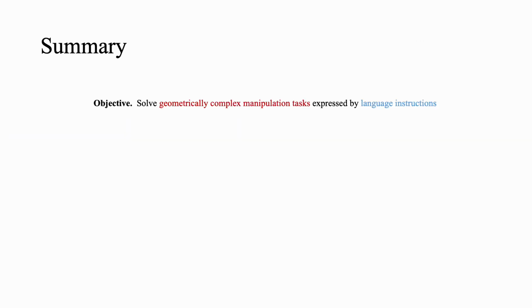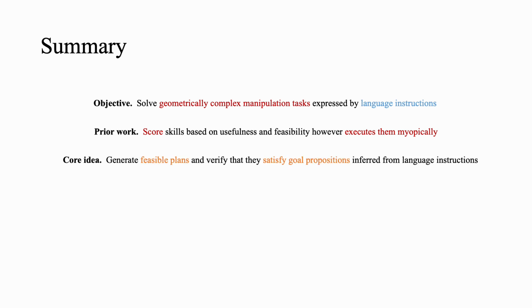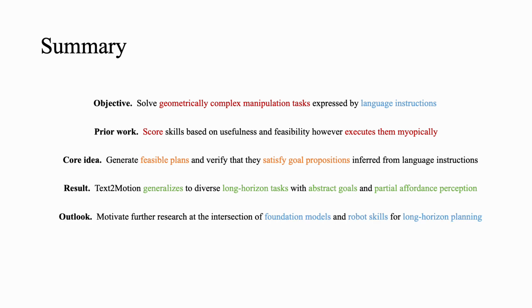In summary, our objective is to solve geometrically complex sequential manipulation tasks expressed in natural language. Prior work scores skills based on their usefulness and feasibility, however executes them myopically. Our core idea is to generate feasible plans and verify that they satisfy goal propositions inferred from natural language instructions. The result is Text2Motion, which can generalize to diverse long-horizon tasks with abstract goals and partial affordance perception. We hope this work spurs further research at the intersection of foundation models, robot skills, and long-horizon planning.